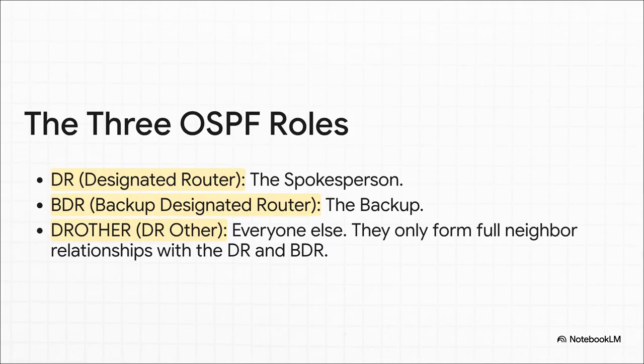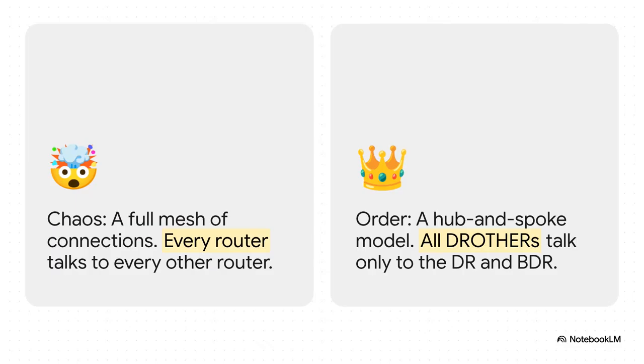So, after the election, you end up with a very clear structure. There's the DR, the spokesperson, the BDR, the backup, and then there's everybody else who get the not-so-glamorous title of DROther. This changes everything. A DROther doesn't need to talk to other DROthers anymore. They only form full, meaningful relationships with the DR and the BDR. I mean, just look at the difference here. We go from the absolute chaos of a full mesh, that spider web of connections, to the beautiful simplicity and order of a hub-and-spoke model.